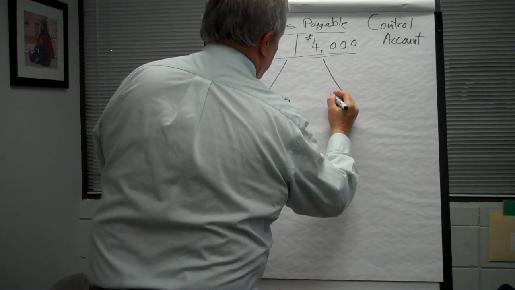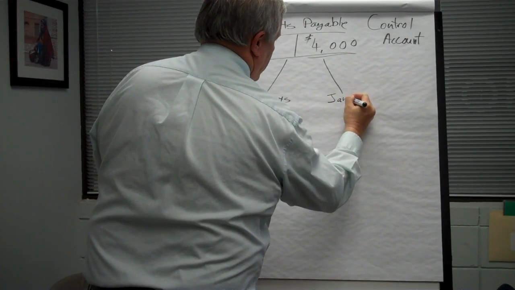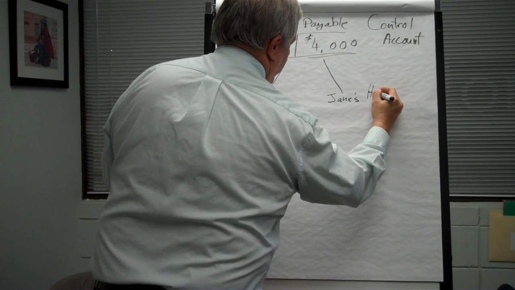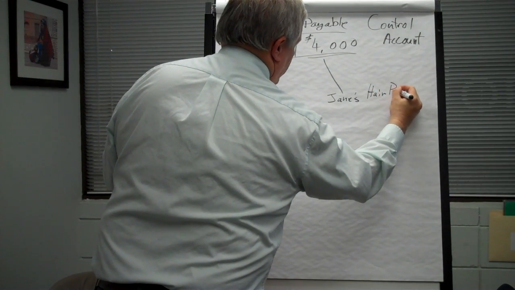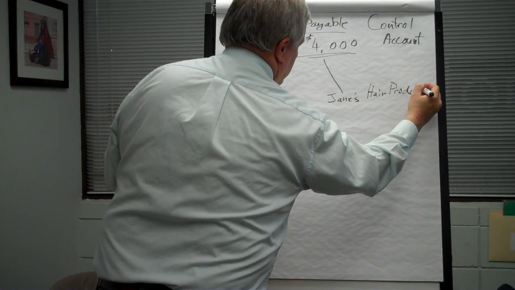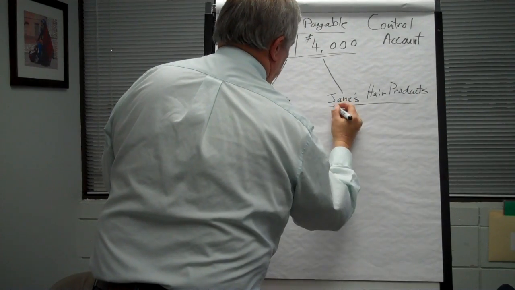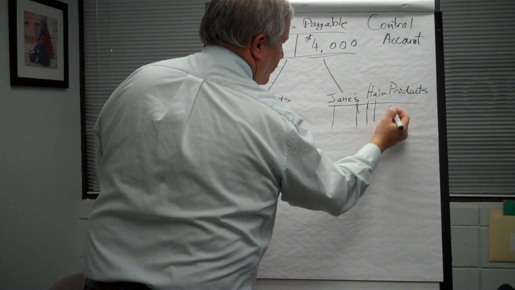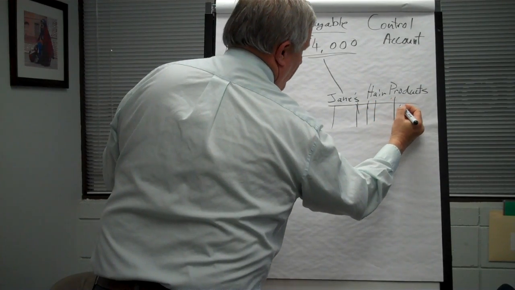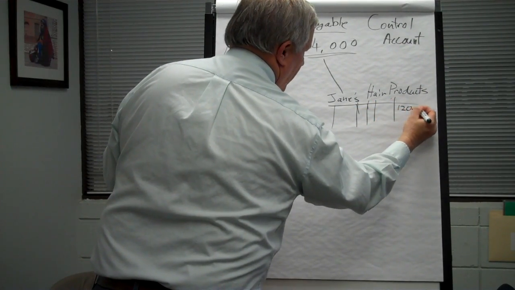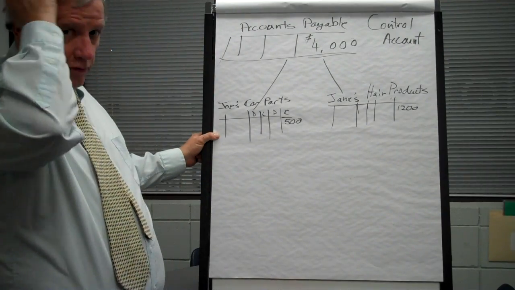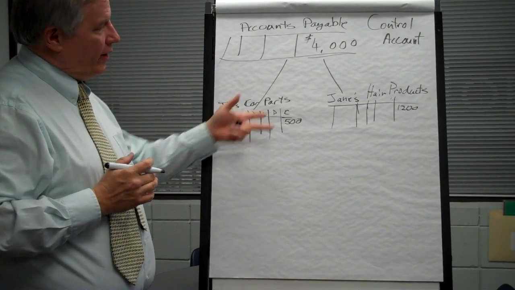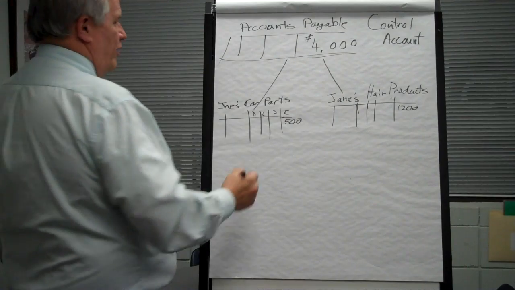I owe James hair products. My first transaction columns here, and my balance column. Maybe I owe her $1,200. I really like getting the right kind of style and gel for my hair. So that's $1,700.